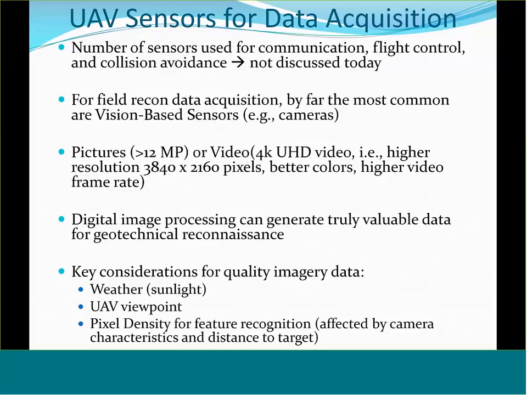Pixel density is key for feature recognition. If you don't have a high pixel density photo, you will not be able to identify the features that you're looking for. And that is not affected only by the camera, which of course is very, very important, but also by your flight characteristics, especially how close to the target you're flying. Overall, the better the camera and the closer to the target you fly, the better data you should be able to get.